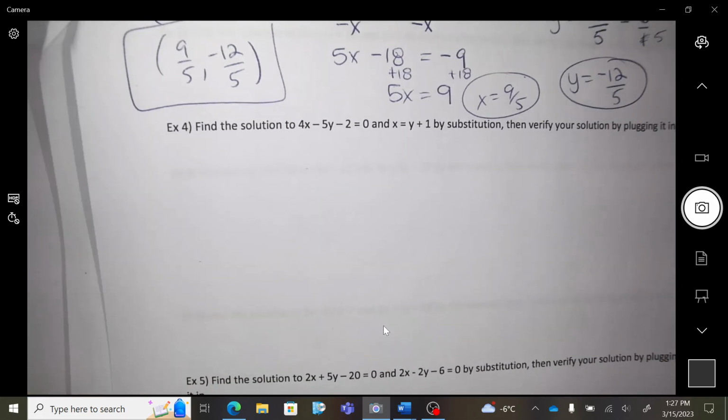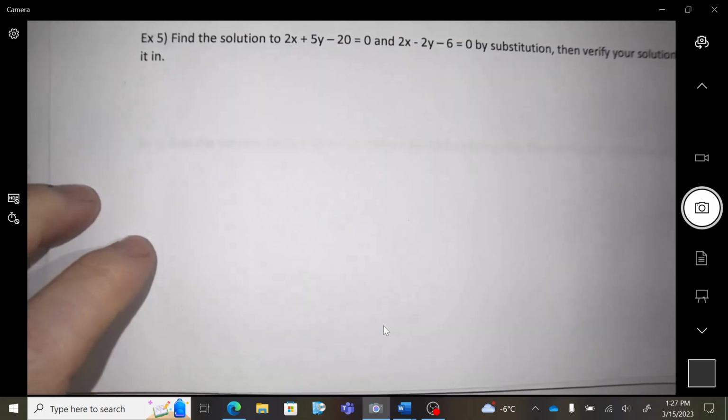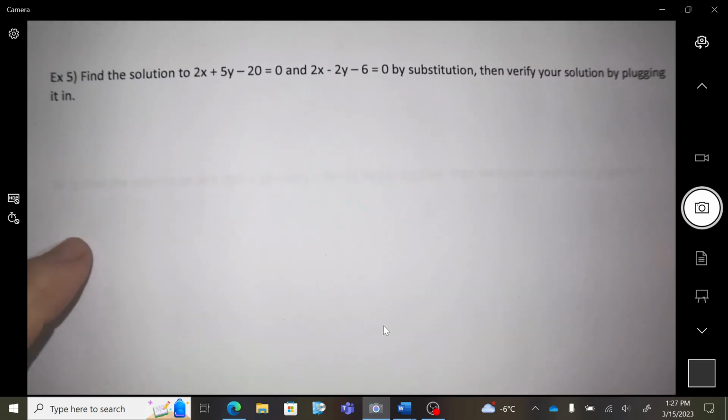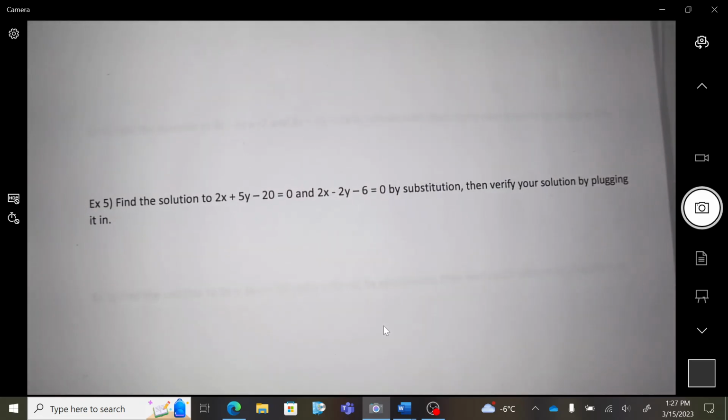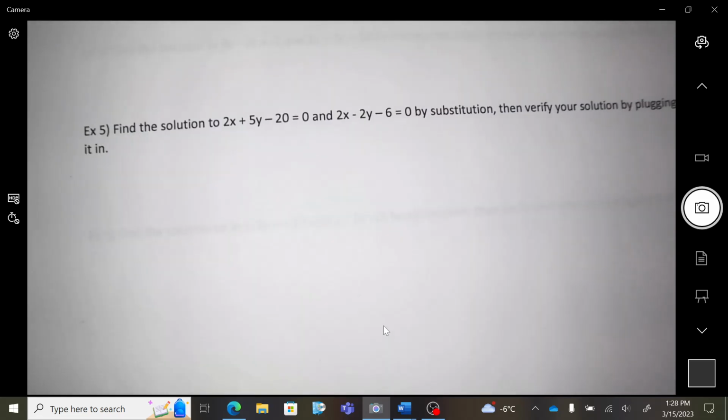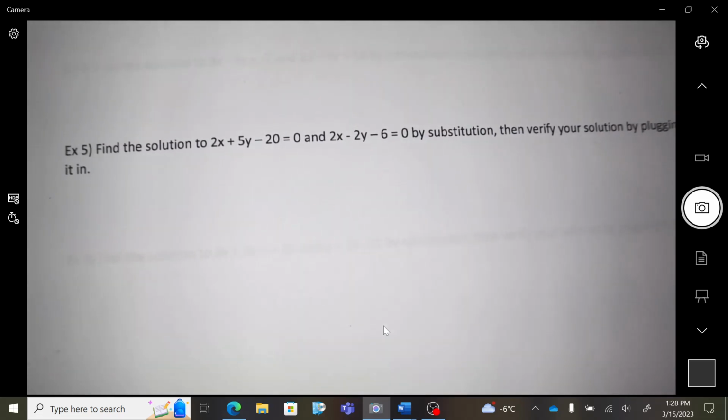Okay, let's jump to number 5. Okay, find the solution by substitution. This is not going to work right now because I don't have just an x equals or just a y equals. So we have to isolate something somewhere.